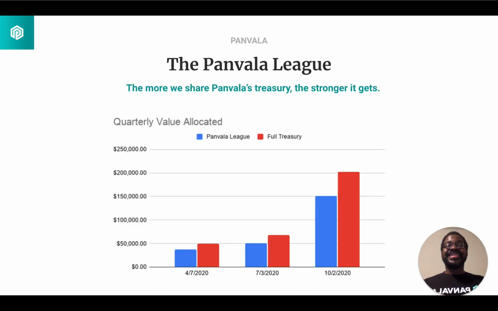So we want to continue sharing Panvala's treasury because the more we share the treasury, the stronger it gets. Quarter over quarter, we've continued to grow with the number of communities in the league, the amount of donations that we've brought in, and the total value allocated that is within the subsidies from the system, that's been growing as well. So we want to keep sharing it because, again, we're building an endowment from the ground up, and the more we share it, the stronger it gets.